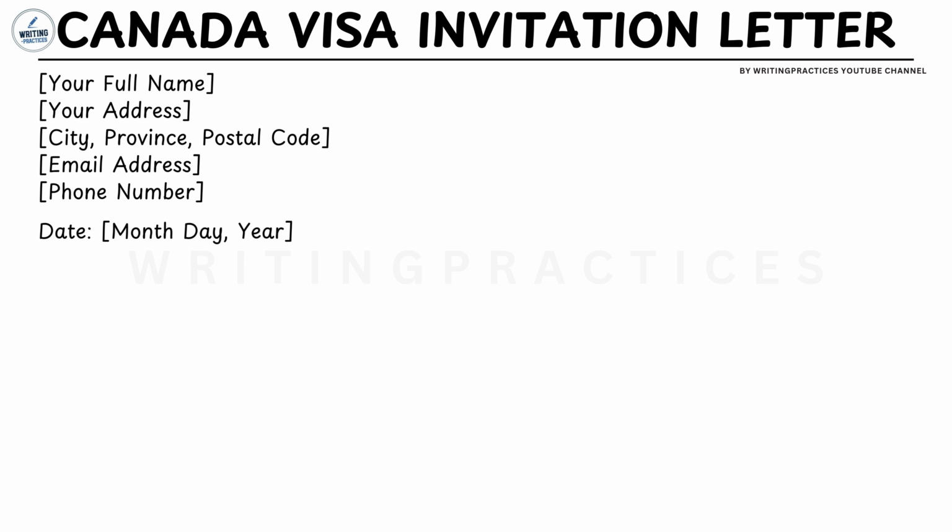2. Date. Include the date on which you're writing the letter. This helps in assessing the timeliness of the invitation relative to the planned visit. For instance, January 10, 2025. 3. Salutation. Address the letter with a formal salutation, such as To Whom It May Concern. This is appropriate when the specific recipient within the immigration department is unknown.